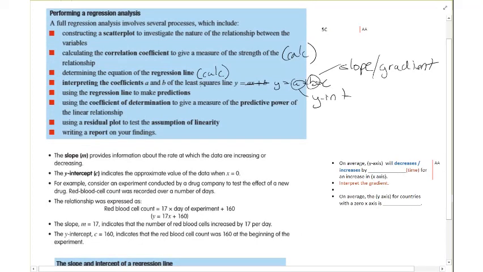We can use the regression line to make predictions. Remember what I've talked about, interpolation and extrapolation. When is it a good idea to use either one? It's a good idea to always use interpolation. It's extrapolation which can have an issue if you're not careful. We use the coefficient of determination, remember R squared, to give a measure of the predictive power. We have a statement we can use for that.